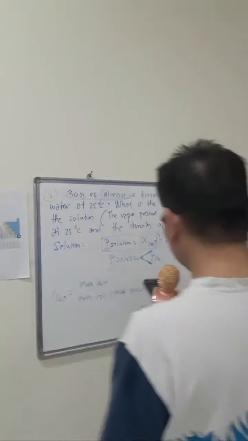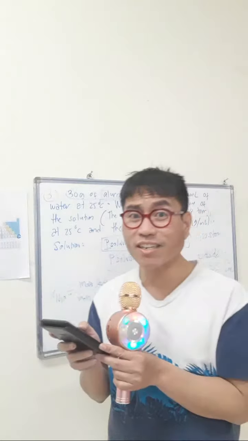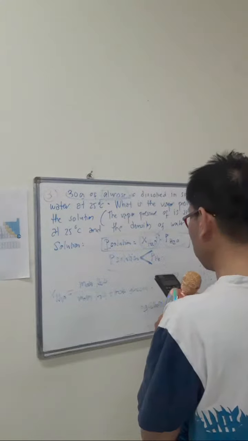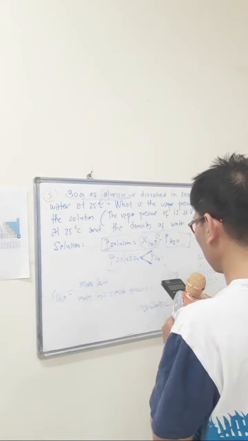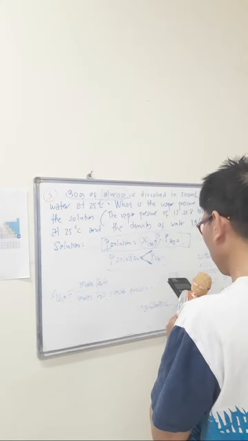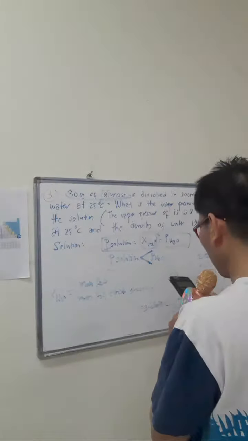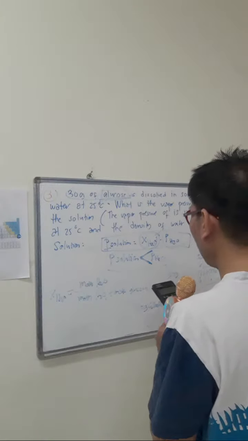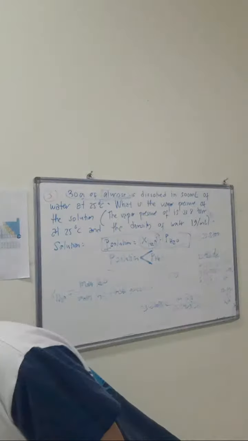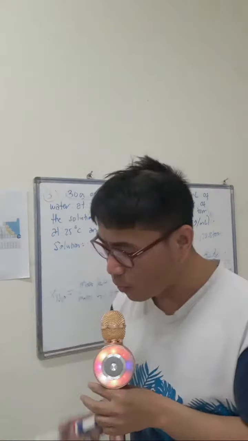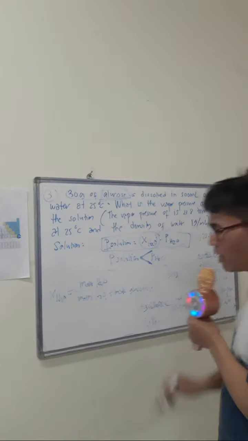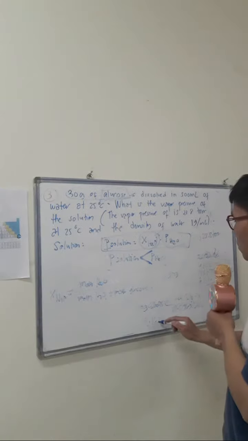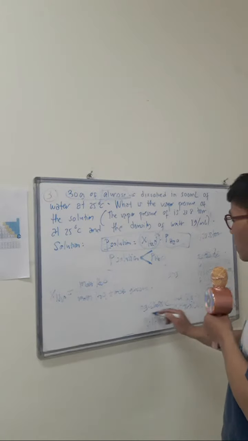Calculator please. So 30 divided by 180.096 is equal to 0.166. So I could say 0.167 moles, rounded off. That is the moles of glucose.